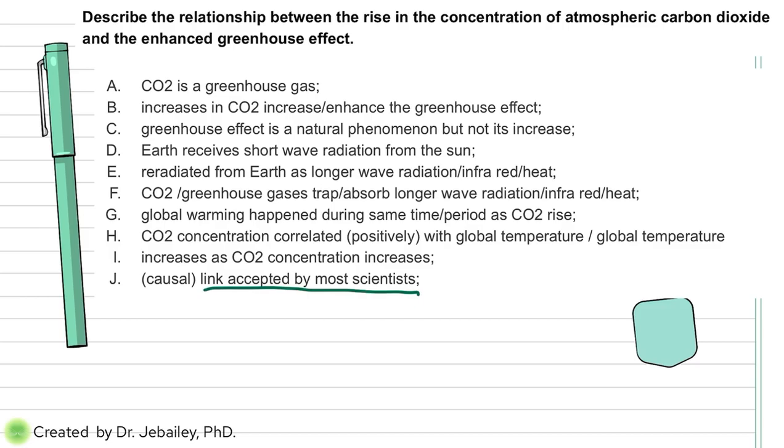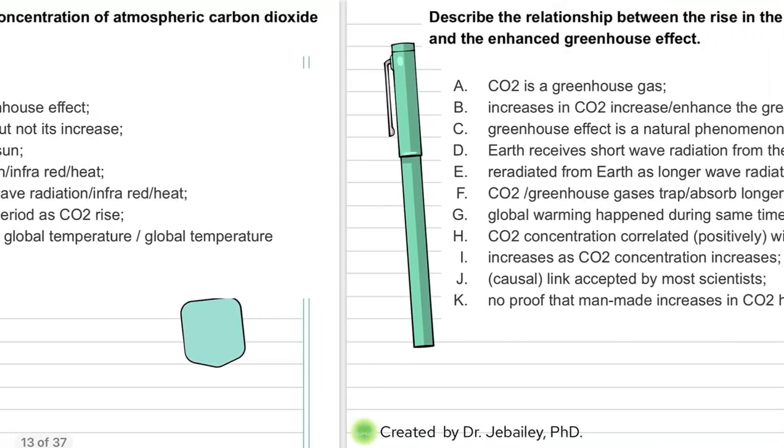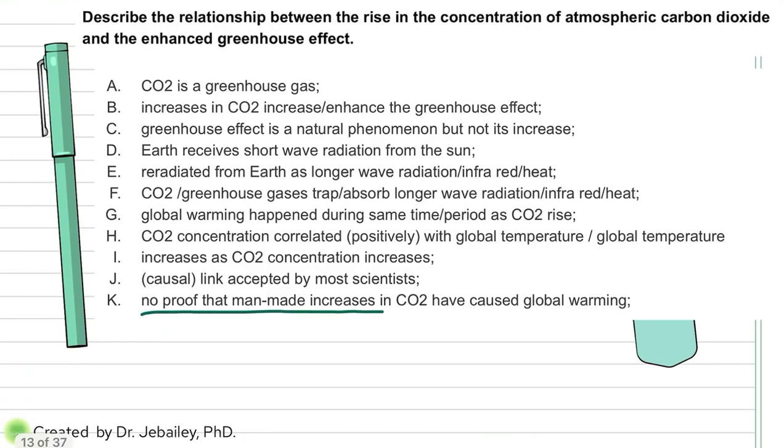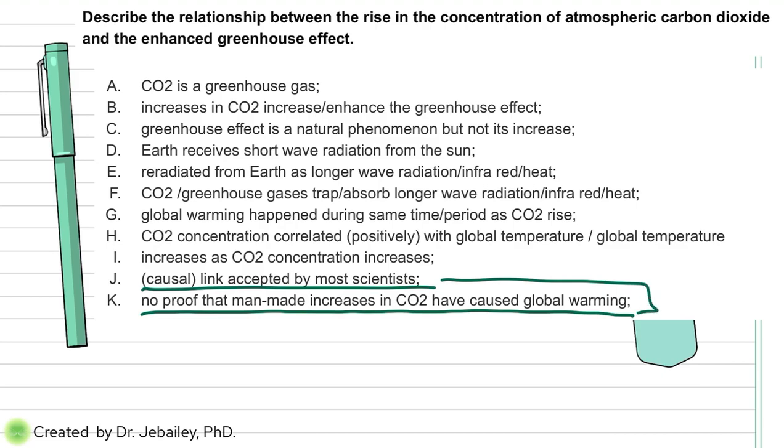This is basically just now talking about the scientists believing or not. No proof that man-made increase in CO2 has caused global warming. So these two are the only things that I have not mentioned here, besides, let's say, this one here. However, I have mentioned the rest, and it's the most common. Greenhouse gas example, increased CO2, increased greenhouse effect. Earth receives short wave from the sun and emits the long wave.